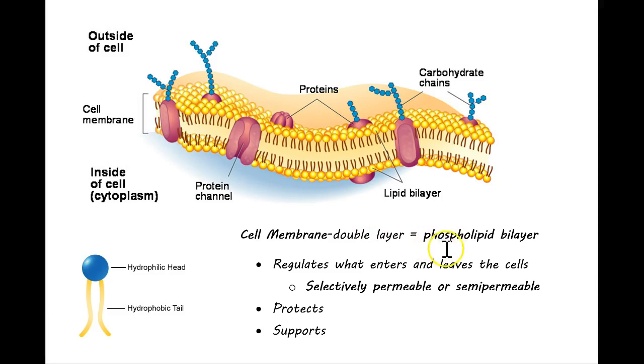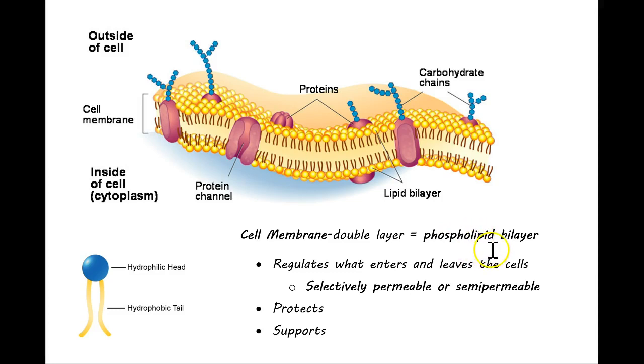So let's go back and focus on this phospholipid bilayer. And phospho just simply means phosphate groups. And phosphate groups are phosphorus and oxygen. And we saw that when we talked about ATP in chapter 2. And we saw that when we talked about DNA and RNA with the phosphate groups that were present there. So it's phosphorus and oxygen.